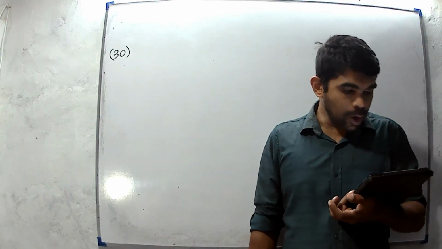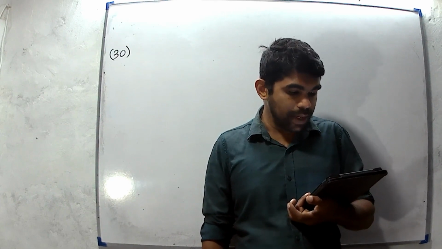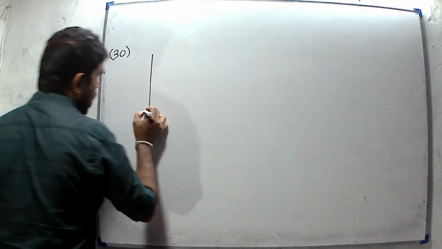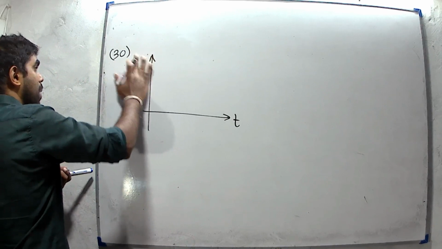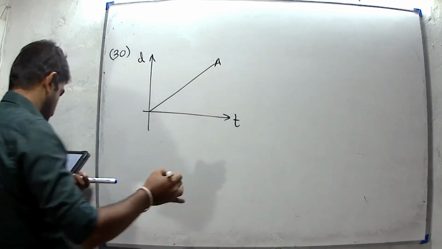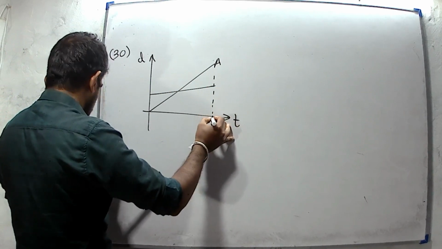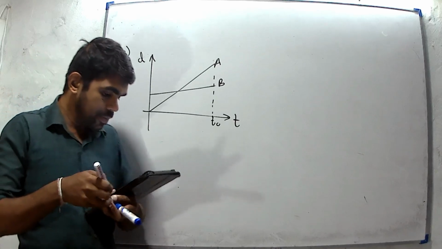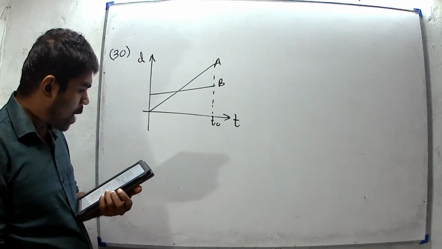First statement, the object A has travelled for a longer time than B. It is incorrect. We can consider the x-axis. X-axis means time axis. Displacement time graph, for the first object, object A and object B, this time is a constant value t naught. Therefore, both objects have the same time period. Then the first statement is incorrect.